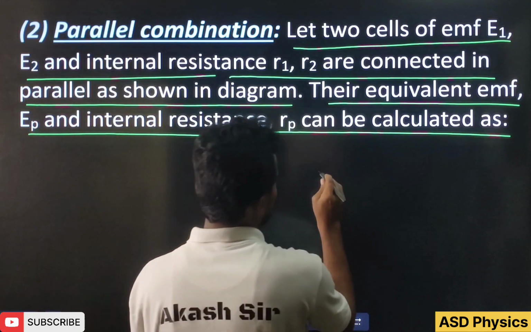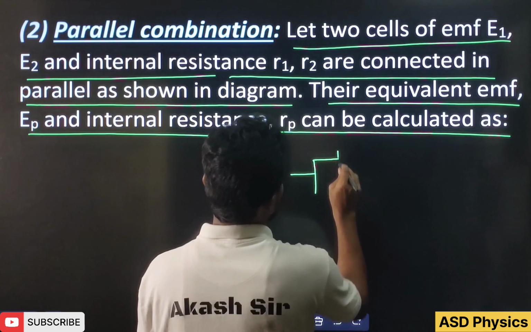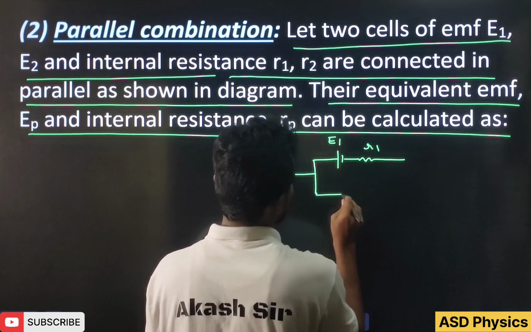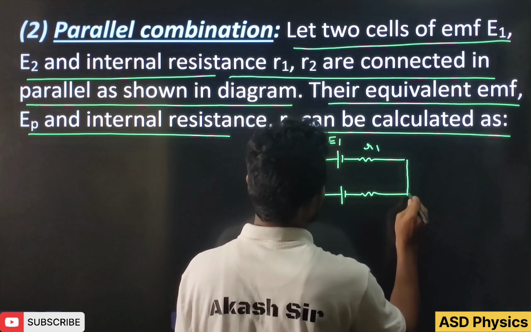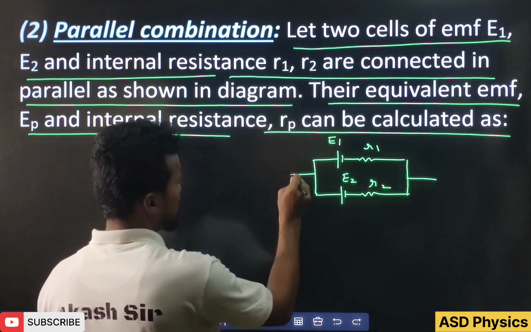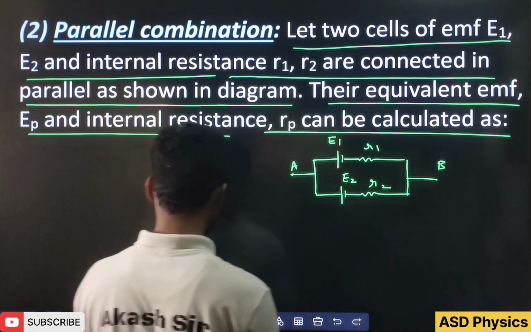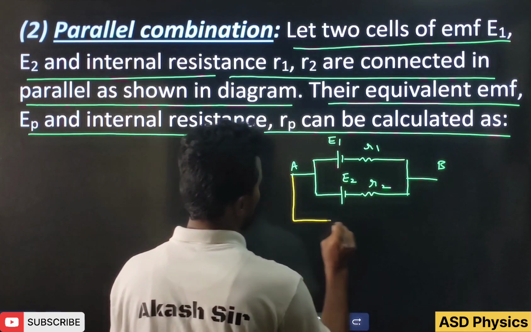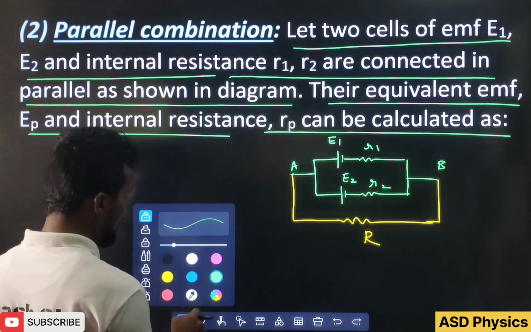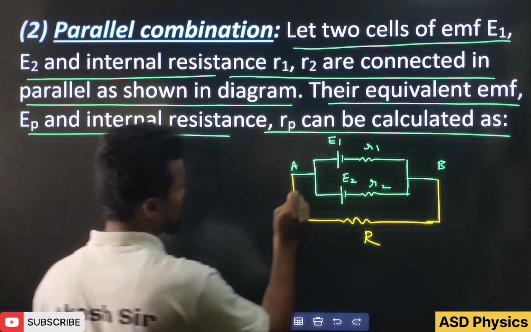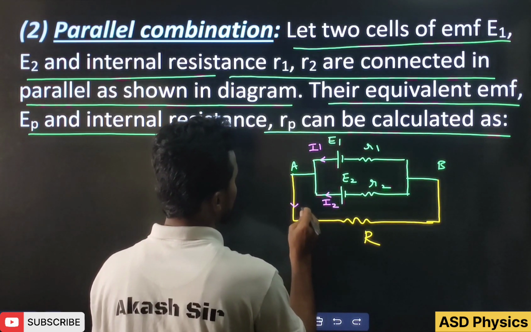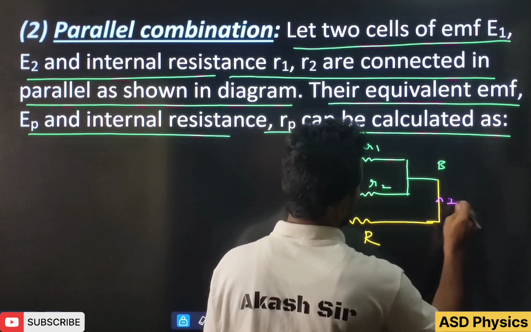So let me draw the diagram here. By default, supporting polarity. See, E1 and here r1. Similarly here E2 and here r2. This is the terminal AB, and here I will connect one load, an external resistance, that means R. Remember that current will flow this side. Let's take this as I1, this will flow here I2, and here the current will go I, and here again the current will go I.